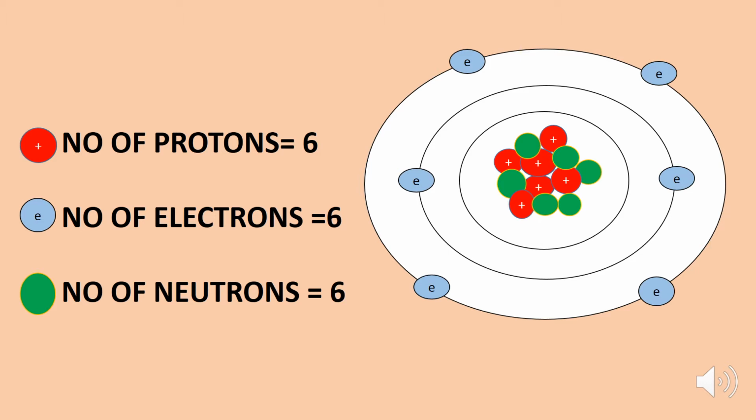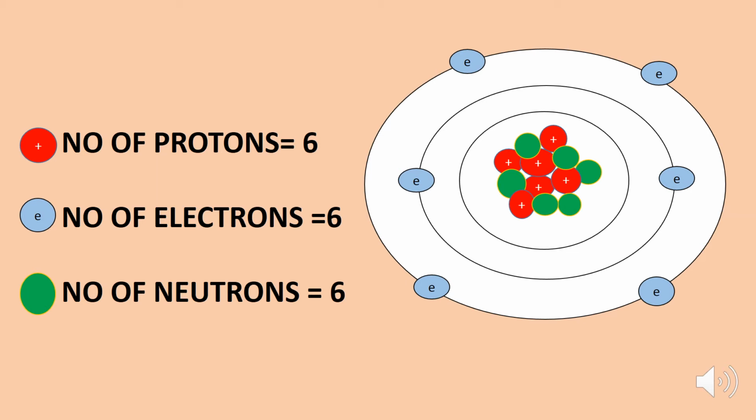Let's try to count the number of the electrons. 1, 2: 2 electrons in the first shell and 1, 2, 3 and 4 electrons in the second shell of the carbon atom. So the total number is 6 electrons. Now count the number of the neutrons, which are shown by the green circles here. 1, 2, 3, 4, 5 and 6. Right, there are 6 neutrons in the carbon atom.